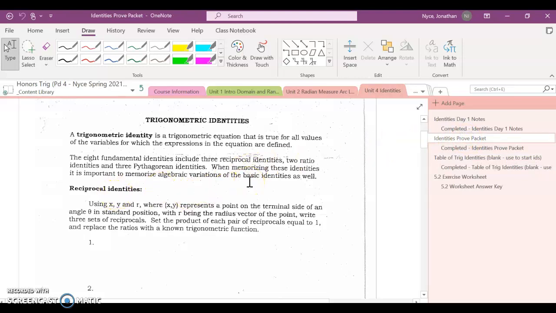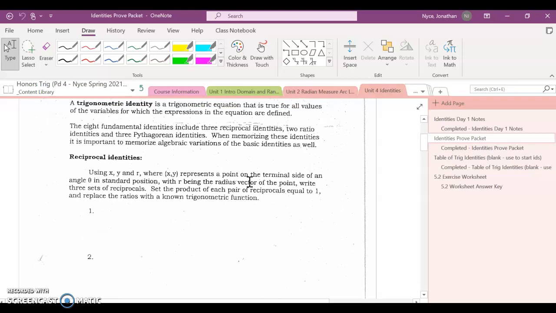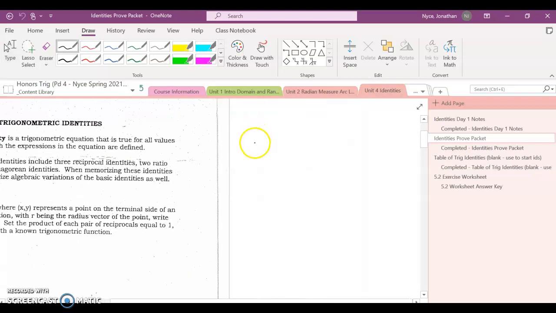This is basically going with the x, y, r stuff that we know from our very early trig. We know sine of an angle is equal to y over r. We know cosine of an angle is x over r. And we know tangent is y over x. And we also have cosecant is r over y. Secant is r over x. And cotangent is x over y.